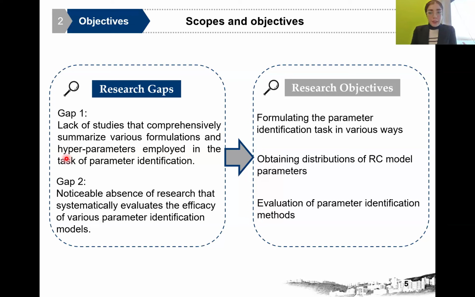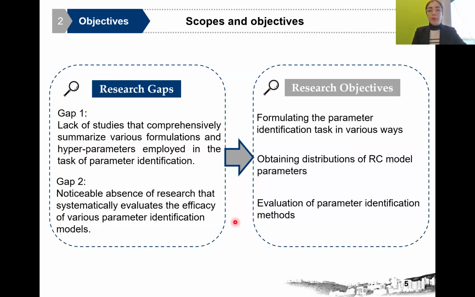Studying the literature, we reached two research gaps. The first gap was the lack of studies that comprehensively summarize various formulations and hyperparameters employed in the parameter identification task. And the second gap was the absence of research that evaluates the efficiency of various parameter identification models.